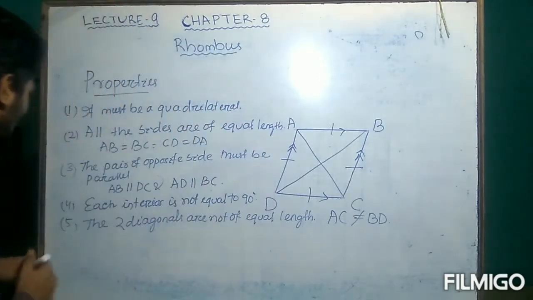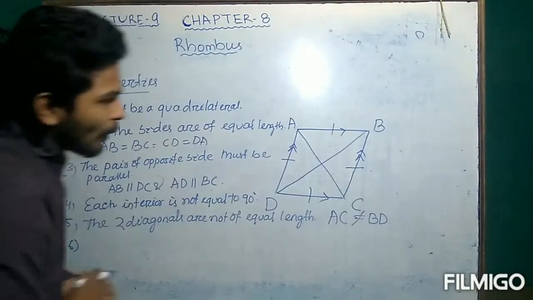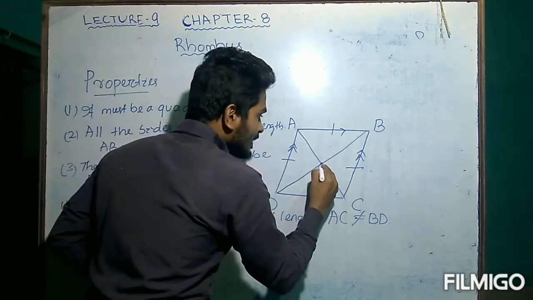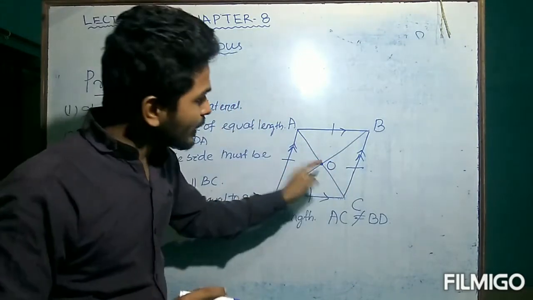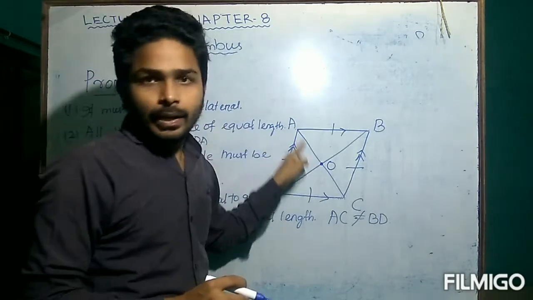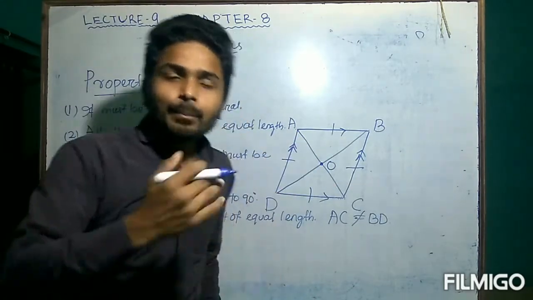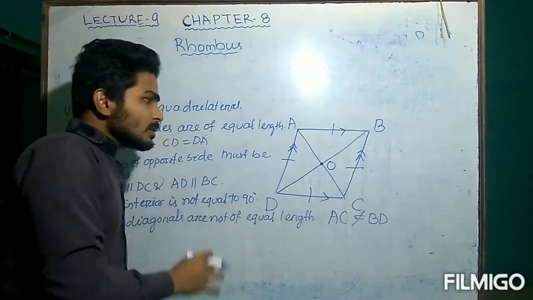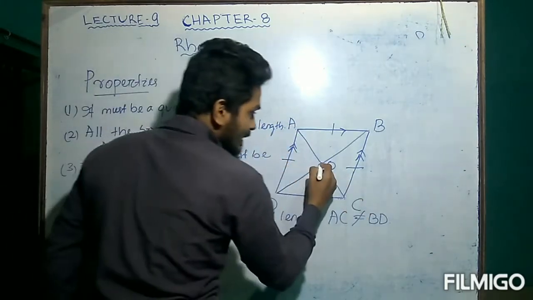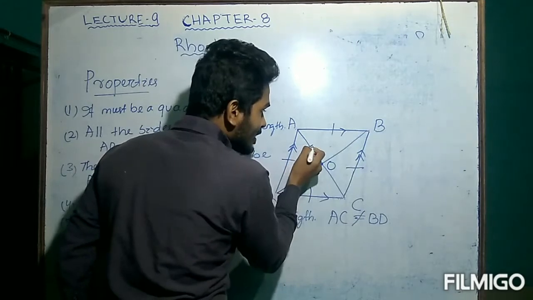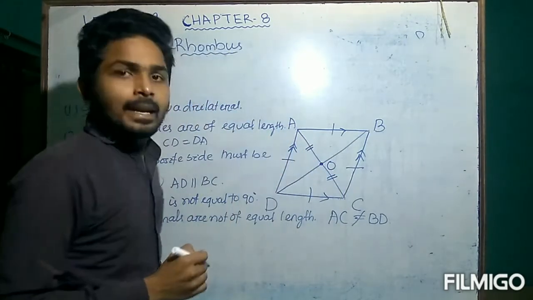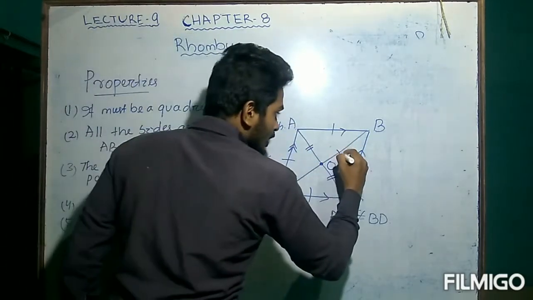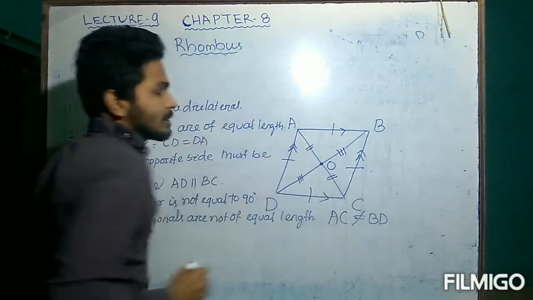Now coming to the sixth point. According to the sixth point, both the diagonals AC and BD intersect each other at a point O, which is the point of intersection. At this point, both the diagonals bisect each other, like in the rectangle and the square. So here also the diagonal AC is bisected at the point O by BD, so this distance is equal to this distance. Similarly, the diagonal BD is also bisected by AC at the point O, so this distance is equal to this distance.